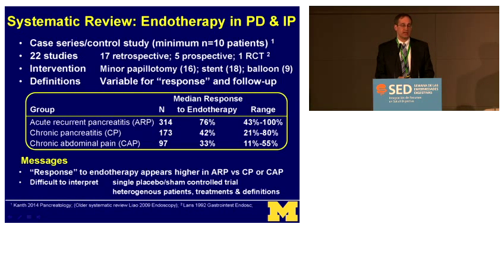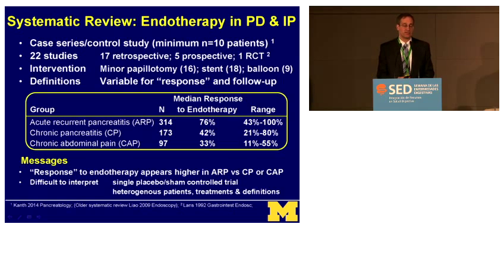In this systematic review of endotherapy in pancreas divisum and idiopathic pancreatitis, 22 studies were reviewed, and 3 groups of patients were assigned, shown in the table: acute recurrent pancreatitis, chronic pancreatitis, and chronic abdominal pain. The messages from this data are that the response to endotherapy appears to be numerically higher in the recurrent acute pancreatitis group versus the other two groups.